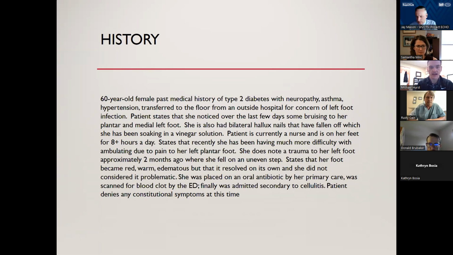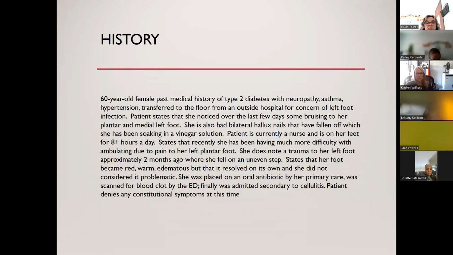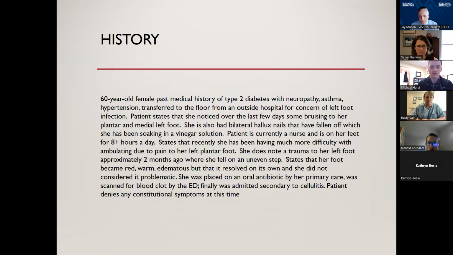She's a nurse that works 8 hours a day, and she has difficulty ambulating due to the pain in her left foot. She did have a remote trauma about 2 months ago where she fell on an uneven step. She states that it's been red, warm, swollen, and it resolved a little bit on its own, but she never considered it problematic.